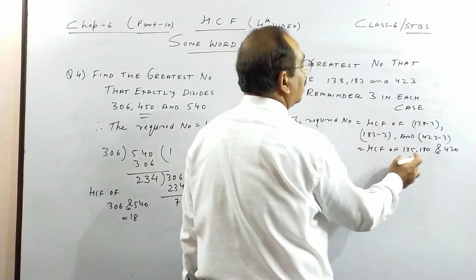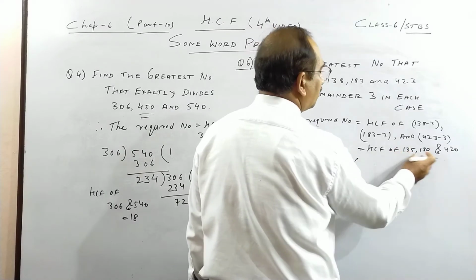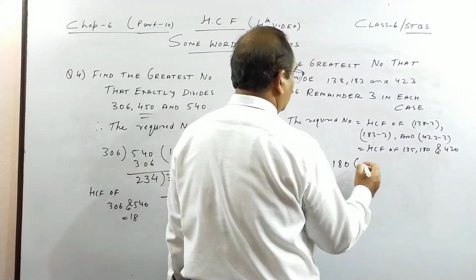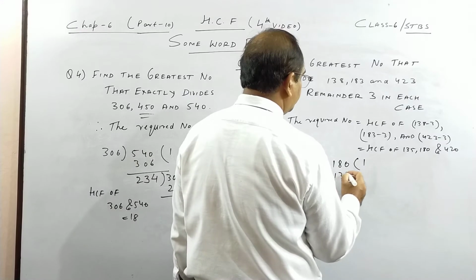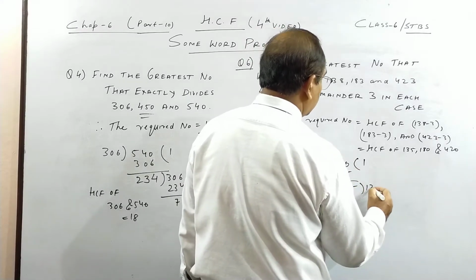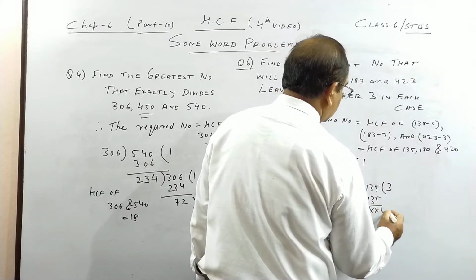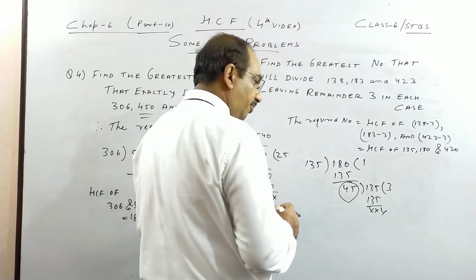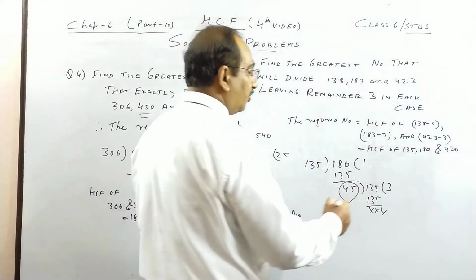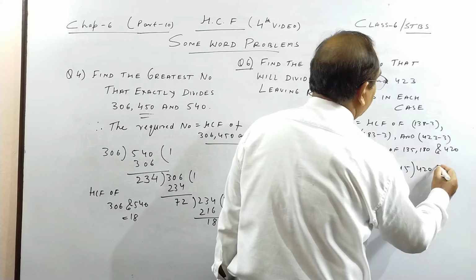So the first two numbers here I am taking. I could have taken this or this. You can take the smallest with this or this. So 1 times, we will get 45 if you subtract. So this will go 3 times. So our HCF is 45. Now this 45, children, I will try with 420.